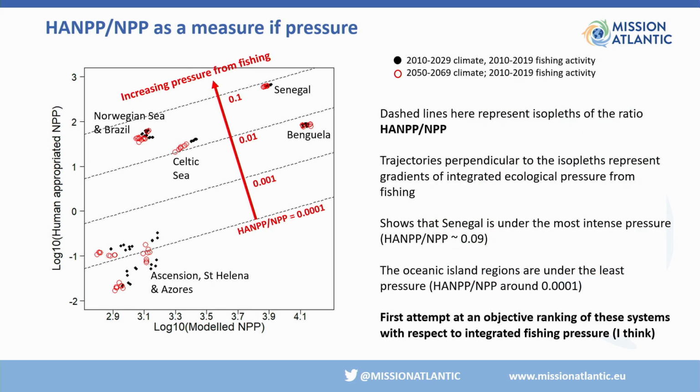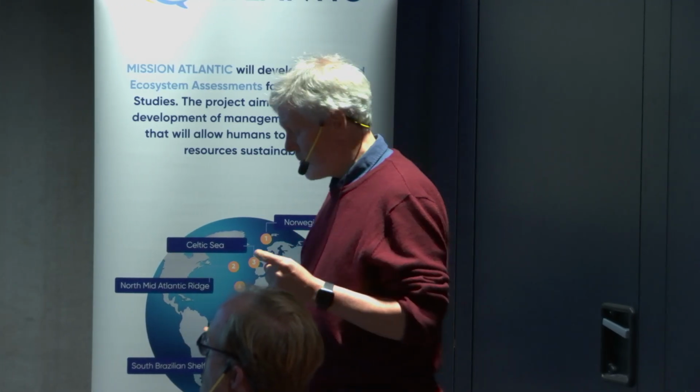So now I've overlaid onto that isopleths of the ratio of Han PP to primary production. So along each of those dashed curves, the ratio of Han PP to primary production is constant. And they go from 10 to the minus 4 at the bottom up to 0.1 at the top. So a line orthogonal to those dashed contours represents a gradient of increasing ecological pressure from fishing. And it shows that Senegal is under the most intense pressure from fishing with a ratio of 0.09, and the oceanic islands are under the least pressure with a ratio of 10 to the minus 4. So I think that's the first attempt at an objective, quantitative ranking of these systems with respect to this integrated fishing pressure. And I think that feels like a win.